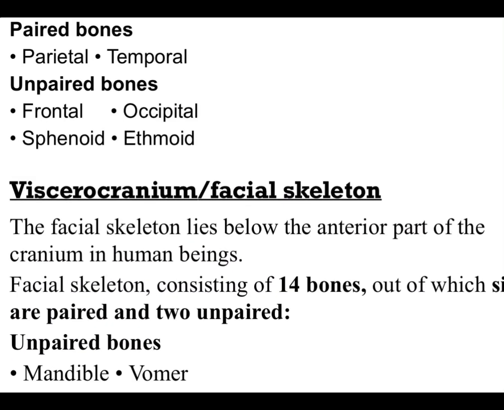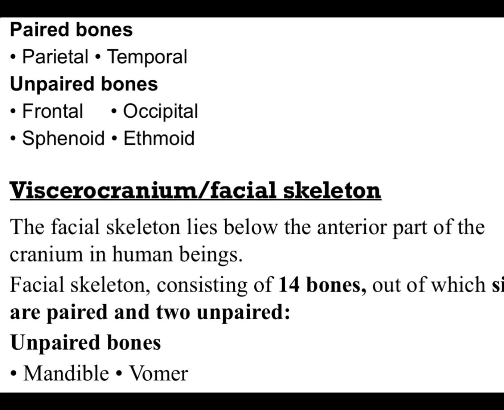Then you have your facial skeleton, which has 14 bones. Inside the 14 bones, 6 are paired, while 2 are unpaired. Hold it: 6 are paired, 2 are unpaired. But for the cranium or neurocranium, you have 2 paired, 4 unpaired. So don't forget it for your exam.